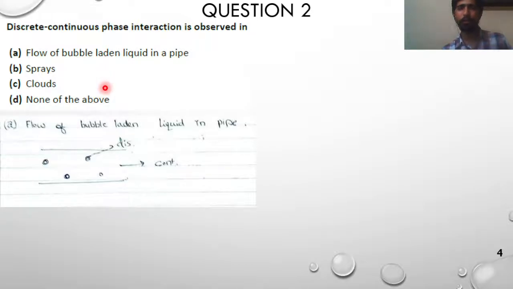So I hope you have understood why. Because we have a bubble which has gas entrapped inside it. And then sprays, you all know that when it comes out of the enclosed space, it expands into the air, and small droplets are formed. Not bubbles, I would say droplets. Small droplets are formed that exist in a discrete phase, and then the air you have in a continuous phase. So this also is an example for discrete continuous phase.